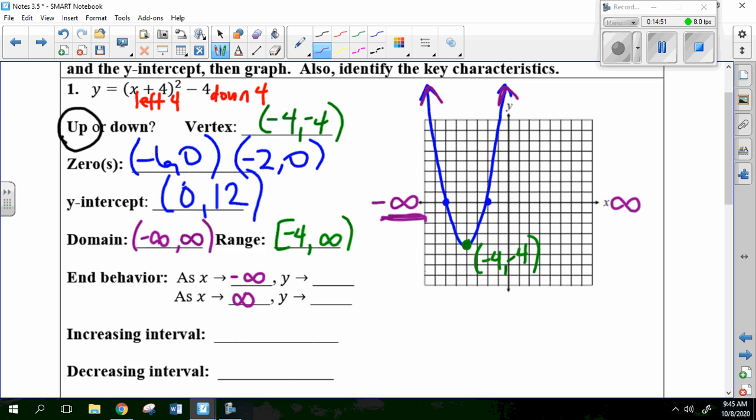Now the y spot is all about, is it going up or down? Well, both of these ends are going up, so both of those need to be what sort of infinity? Positive. If this was a down parabola, they would both be, come on guys. If this was a down parabola, what would go in the y spots? Two negative infinities. Then I do my increasing and decreasing intervals.